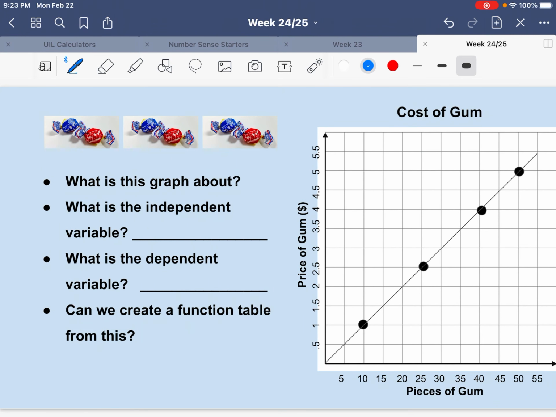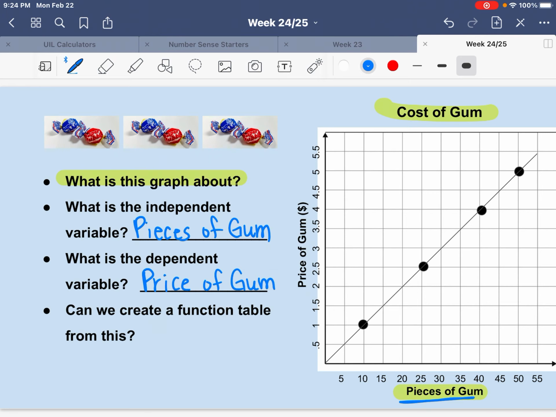One more, just to help you out here. I want to ask you, think about the question. What is this graph about? Cost of gum. What's the independent variable? Well, whatever is down here on the x-axis, right? The pieces of gum is the independent variable because whatever's on the x-axis is always the independent variable. What's the dependent variable? Oh, the price of gum. So the price depends on how many pieces of gum you buy. That seems normal to you, doesn't it?